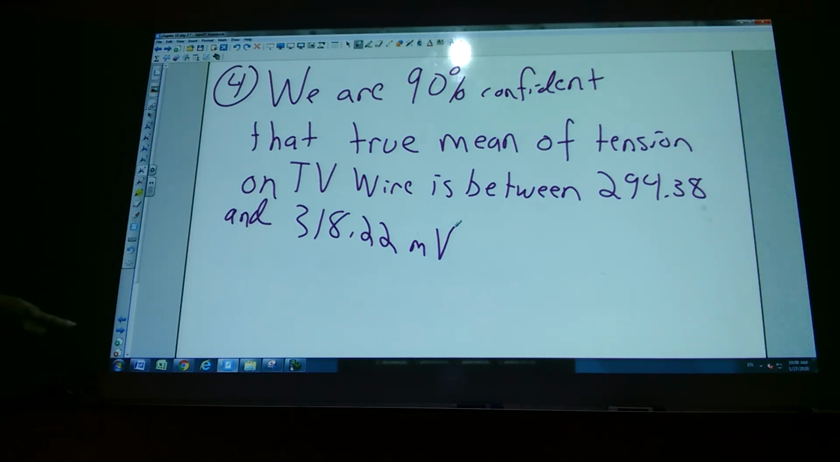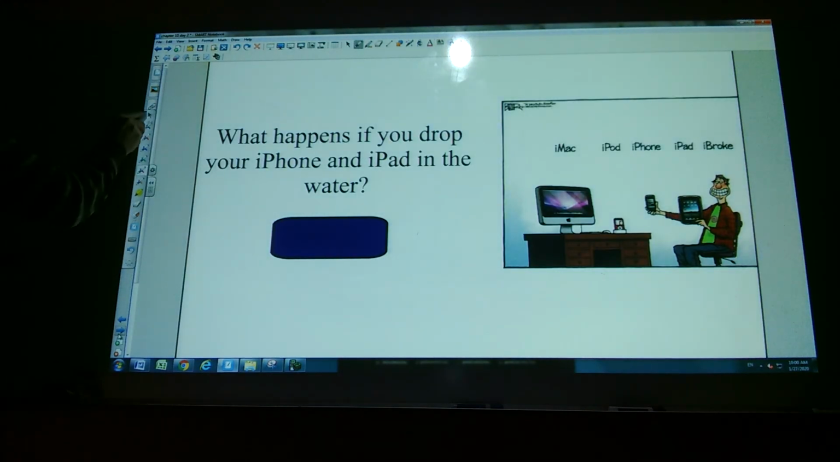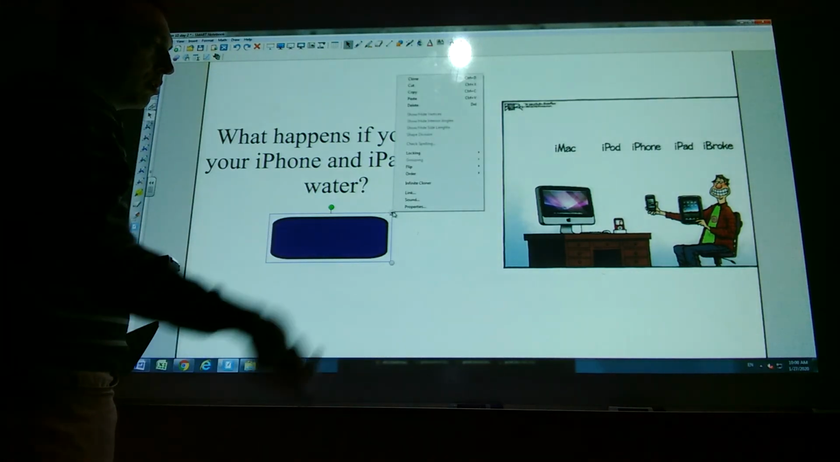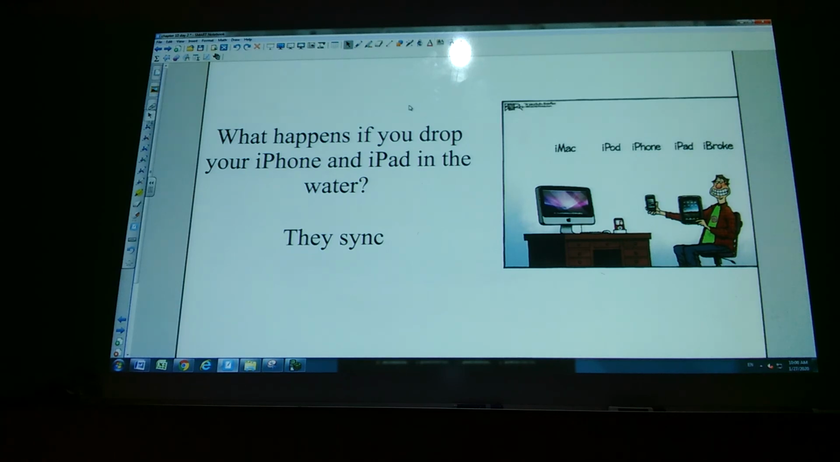I think I have a joke. Here's the joke. What happens if you drop your iPhone and iPad in the water? They sink. Have a good day.